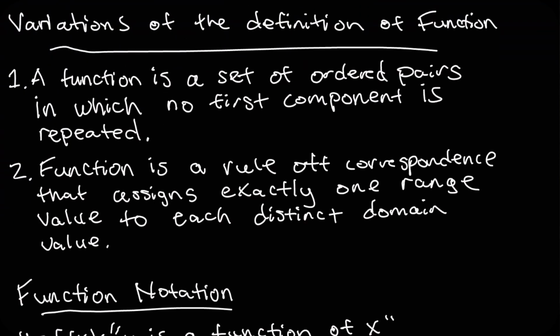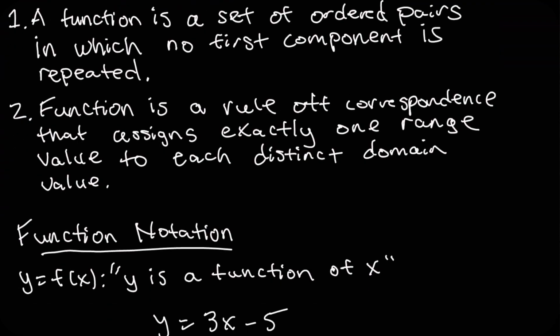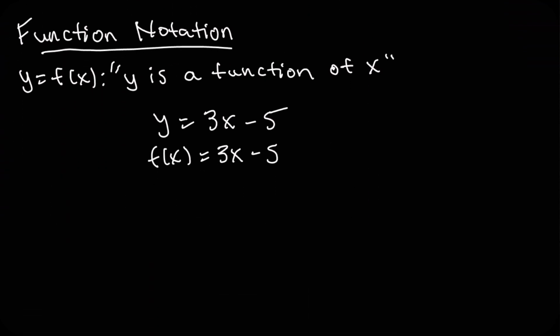Next we have the variations of the definition of a function. A function is a set of ordered pairs in which no first component is repeated. And then a function is also a rule of correspondence that assigns exactly one range value to each distinct domain value. Our function notation here, we have y is equal to f of x, or y is a function of x.